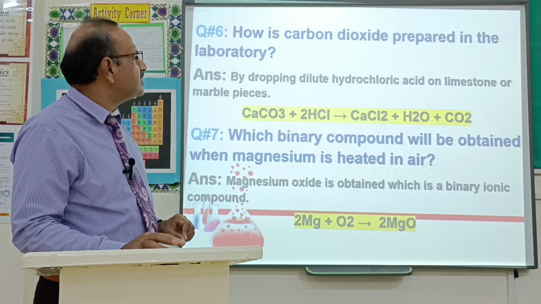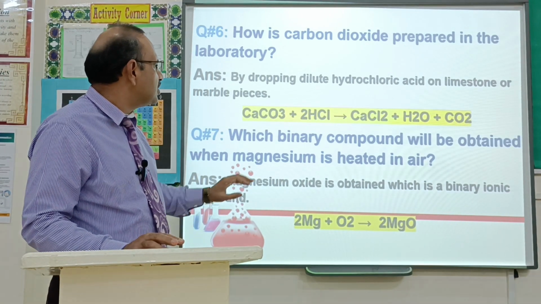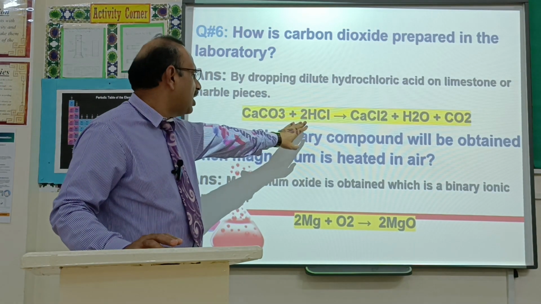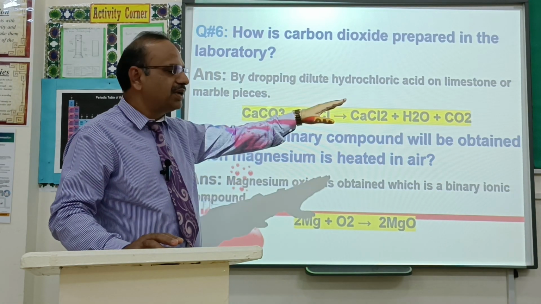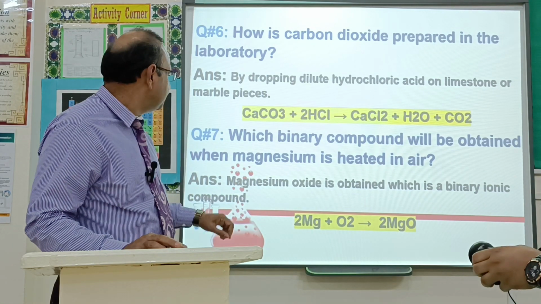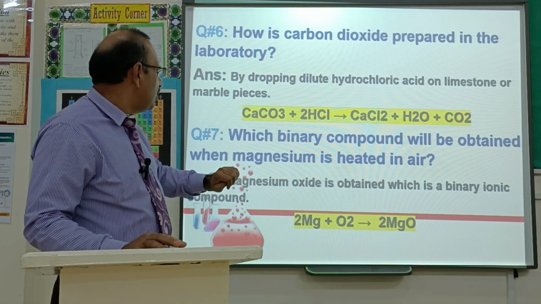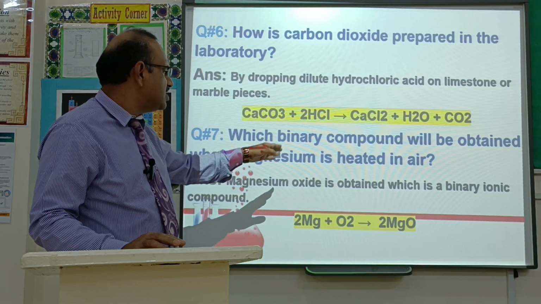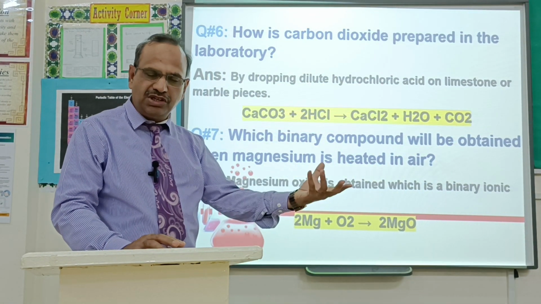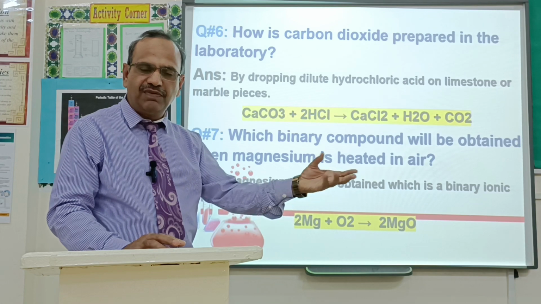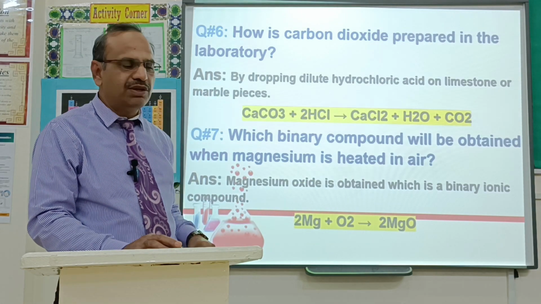How is carbon dioxide gas prepared in the laboratory? So simple way, if the hydrochloric acid is allowed to react with the calcium carbonate, carbon dioxide gas can be prepared. Which mineral compound will be obtained when the magnesium is heated in the air? If magnesium is heated in the presence of air, it will react with the oxygen, it will give you magnesium oxide.